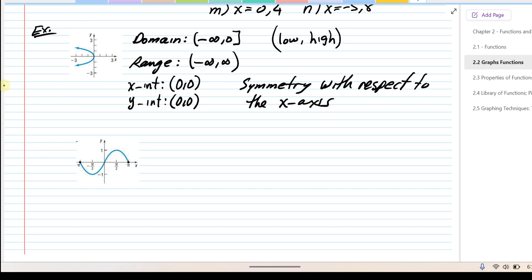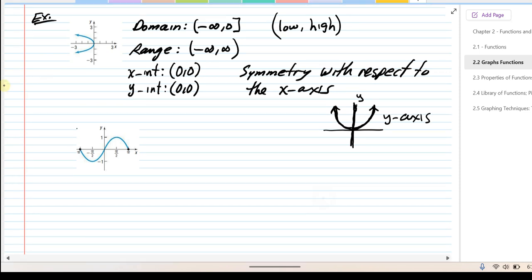Okay. If you want, for example, symmetry with respect to the y-axis, there you go. This would be an example of symmetry with respect to the y-axis. So if you fold one branch of this parabola about the y-axis, the two branches overlay one on top of the other. So this would be with respect to the y-axis.